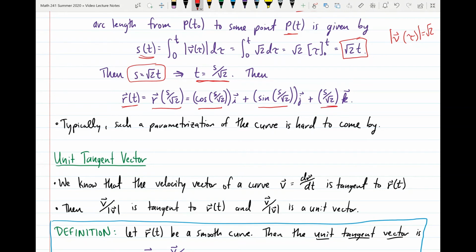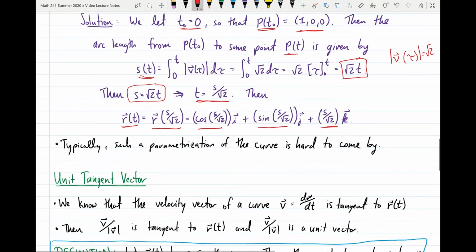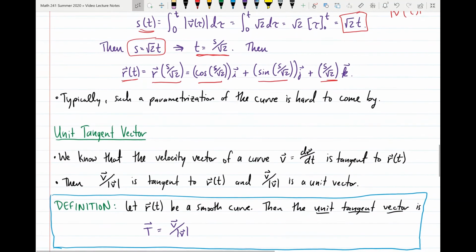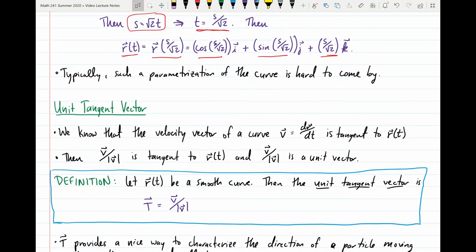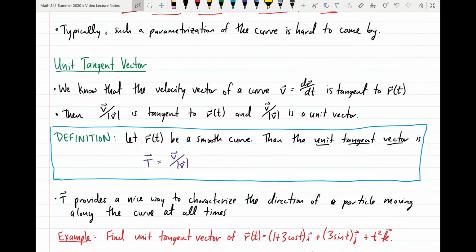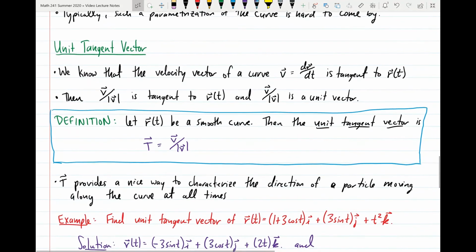And here we've now given r as a function with respect to s as opposed to a function with respect to t. But again, typically finding a parameterization with respect to the arc length parameter is difficult, but it will come up in the next section. And now on to the last topic for section 13.3, the unit tangent vector.